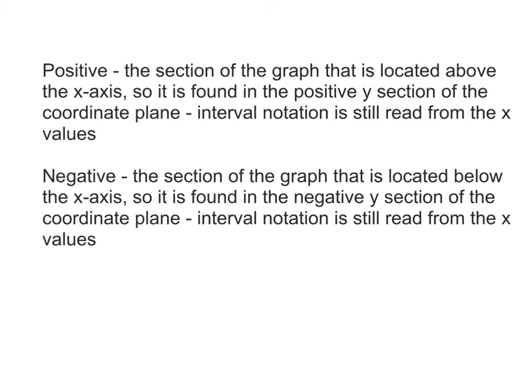Negative is the section of the graph that is located below the x-axis. So it is found in the negative y section of the coordinate plane. Interval notation, again, is still read from the x values. So we're still reading the graph from left to right. But when we're talking about positive or negative, we're looking at what's happening in the graph according to the y.